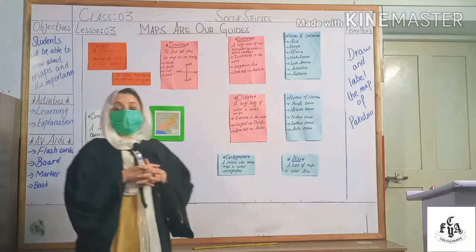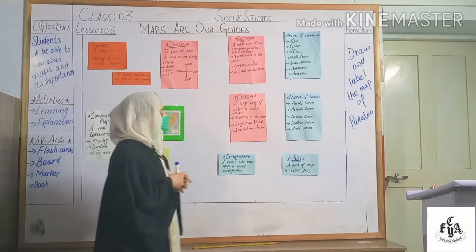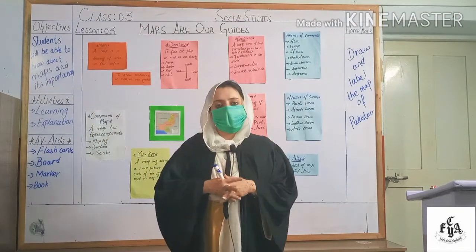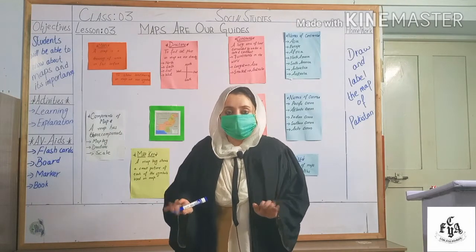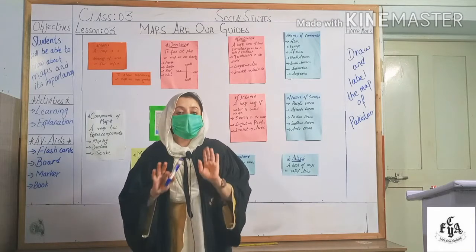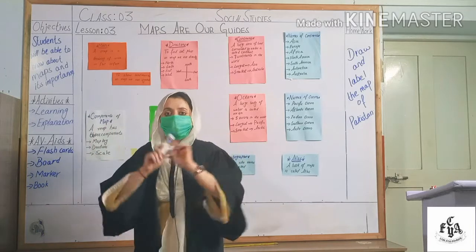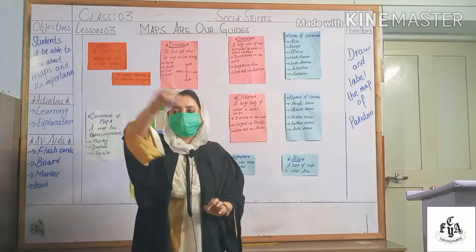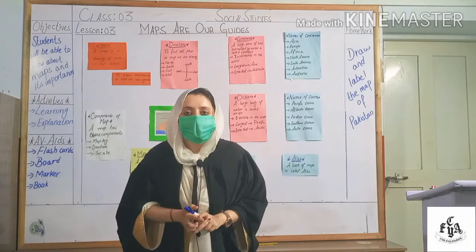The next topic that we are going to discuss is continents. What is a continent? A large area of land surrounded by water is called a continent. What is it called? Continent. The large area of land around which there is water, that area is called a continent.